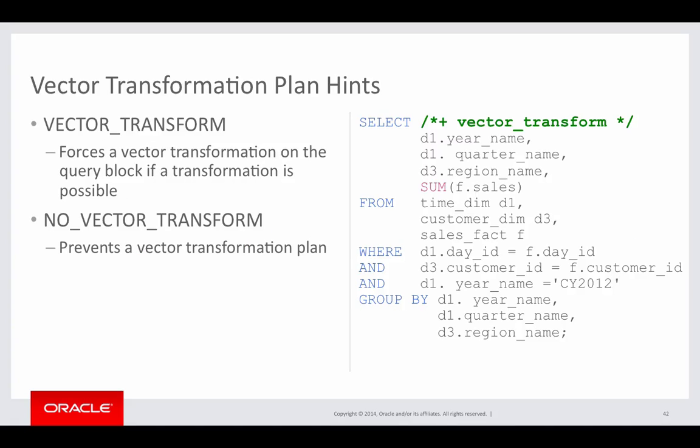The other place that you might want to influence is whether or not we use the new vector group by or the new vector transformation. And again, you can do that using a hint. The hint is called VECTOR_TRANSFORM. That's going to force the vector group by on a particular query block, and that is, of course, if the transformation is possible. If you don't want us to use vector group by, if you want to prevent the transformation, then you want to specify the NO_VECTOR_TRANSFORM hint.